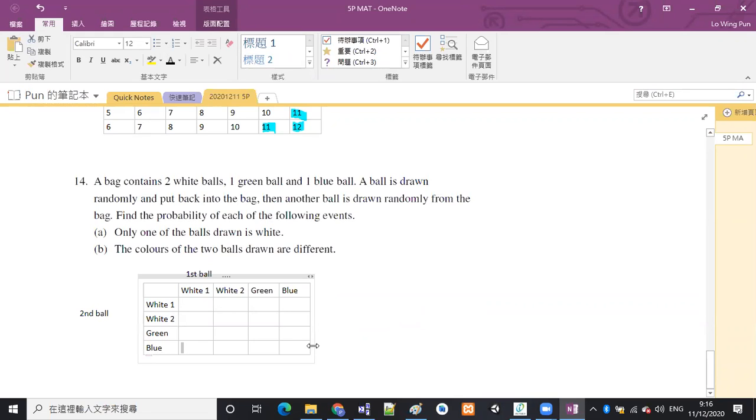Okay. 得，咁但係咧嗱，今次係啦，我哋使唔使我哋寫出嚟先啊？The outcomes will be white, white. This is also white, white, green, white, and blue, white. And this one is white, white, white, white, green, white, and blue, white. And this white, green, white, green, green, green, blue, green. This is white, blue. This is white, blue. This is green, blue, and blue, blue.